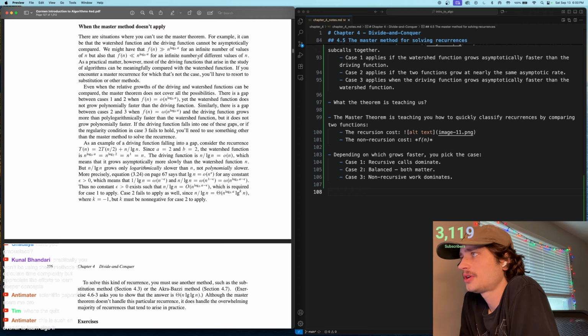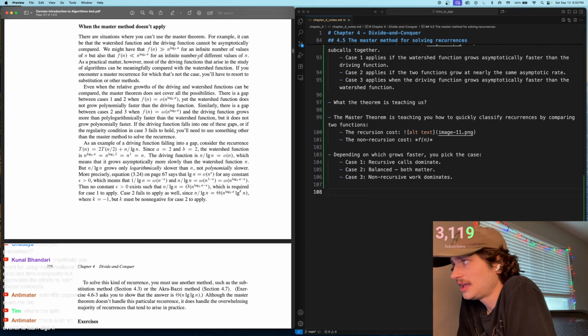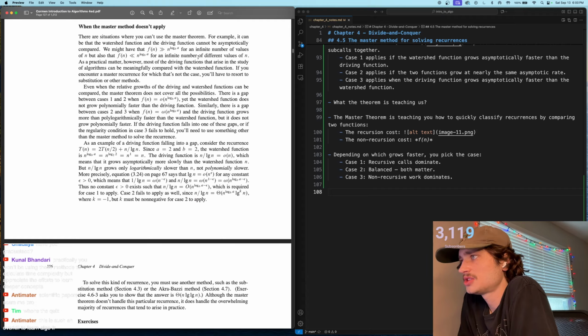If you encounter a master recurrence for which that's not the case, you'll have to resort to the substitution or other methods. Even when the relative growths of the driving and watershed functions can be compared, the master theorem does not cover all the possibilities. There is a gap between cases 1 and 2 when f of n is little o of the watershed function, yet the watershed function does not grow polynomially faster than the driving function. Similarly, there is a gap between cases 2 and 3 when f of n is little omega of the watershed function, and the driving function grows more than polylogarithmically faster than the watershed function, but it does not grow polynomially faster. If the driving function falls into one of these gaps, or if the regularity condition in case 3 fails to hold, you'll need to use something other than the master method to solve the recurrence.